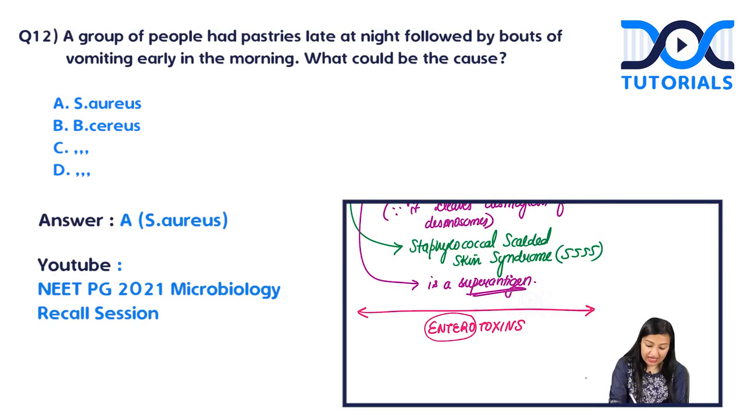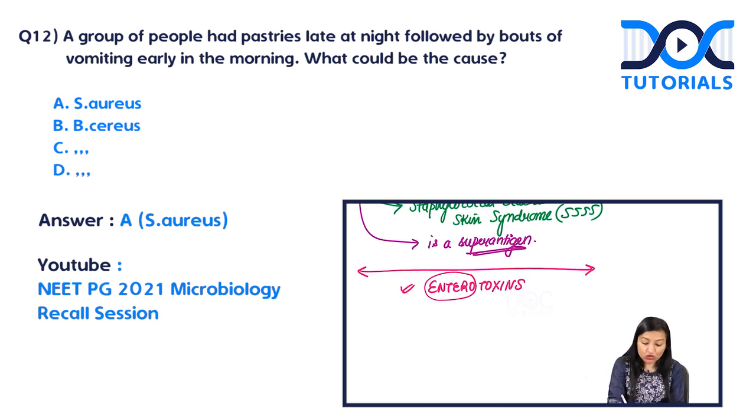Now, disclaimer: enterotoxin is not to be confused with endotoxin. Endotoxin I have discussed in detail in the bacterial cell anatomy or structure, and for your revision, it is an integral part of the outer membrane of gram-negative bacteria. Enterotoxin, entero means gut, so these toxins have something to do with the gut.